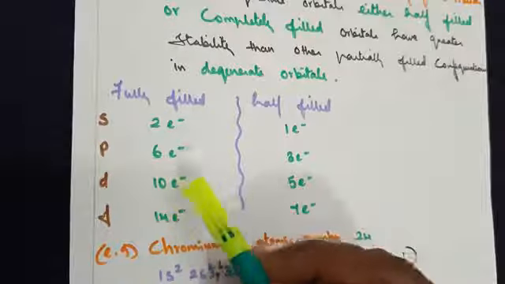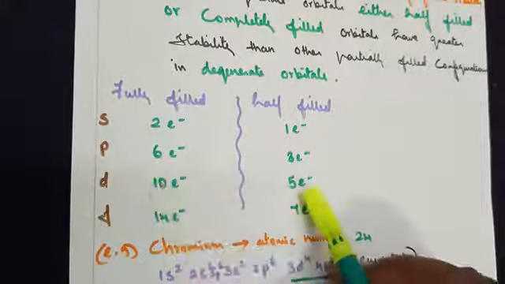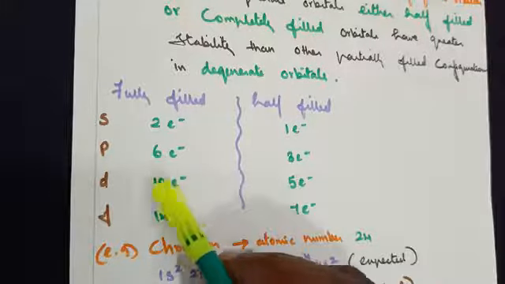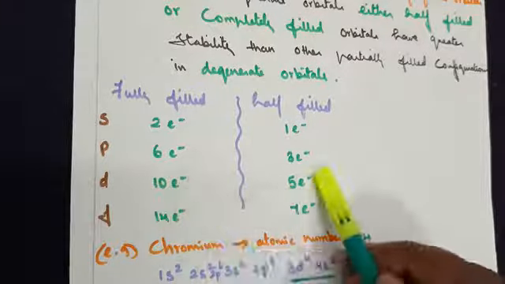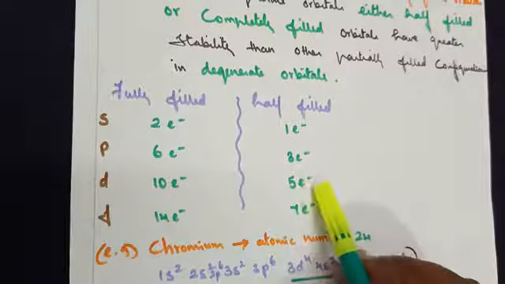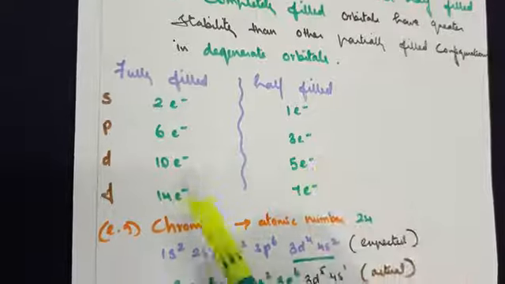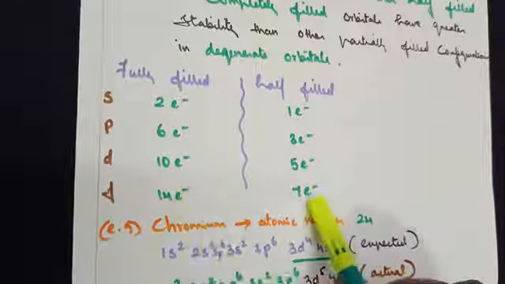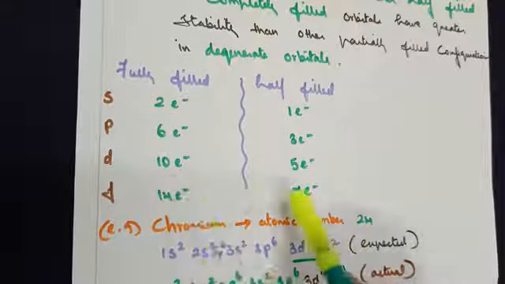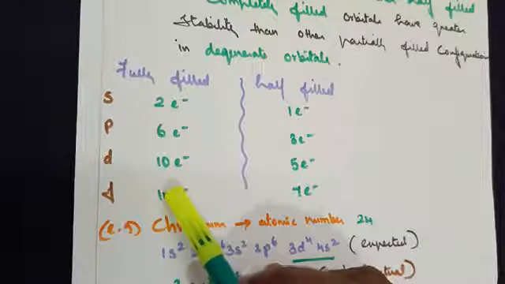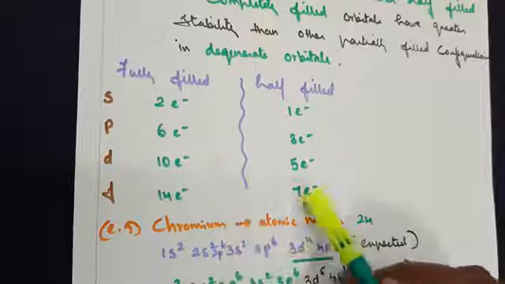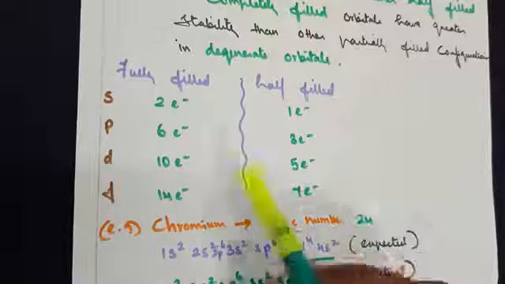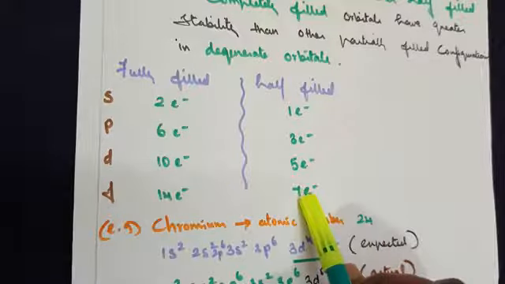In terms of d, the maximum number is 10, half of it is 5. So if you see 3d10 or 4d5, you can say they have attained more stability. In case of f, 14 is completely filled, half of 14 is 7 electrons. So when they have either 14 electrons or 7 electrons, we can say they are more stable.